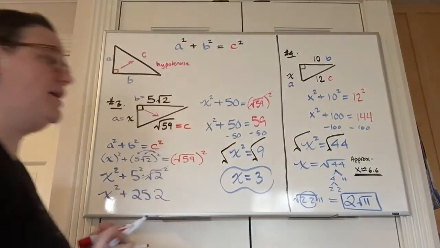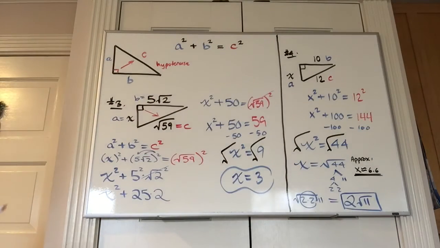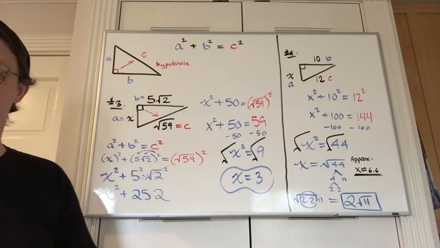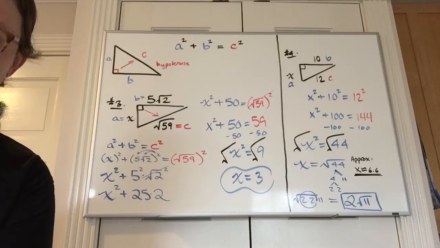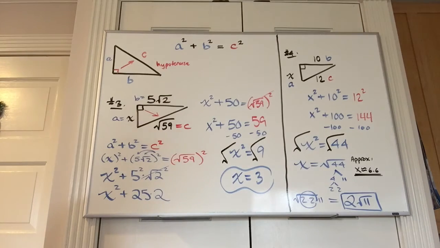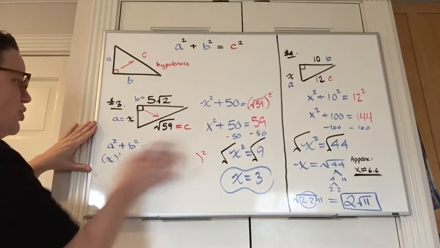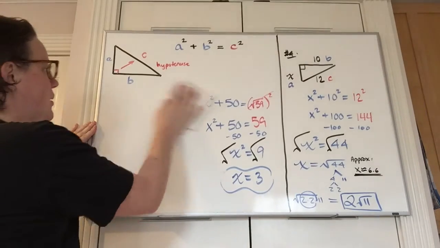So that missing side I'm working with is approximately 6.6 units long. The exact length as a radical is 2 times the square root of 11. So you could be asked to do either or both of those for a Pythagorean theorem problem with a weird length. Okay, I'm going to erase this, show you guys just a little bit more.